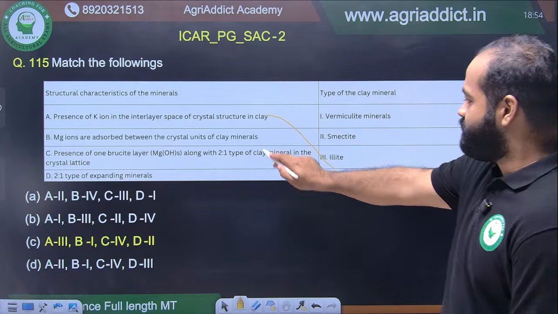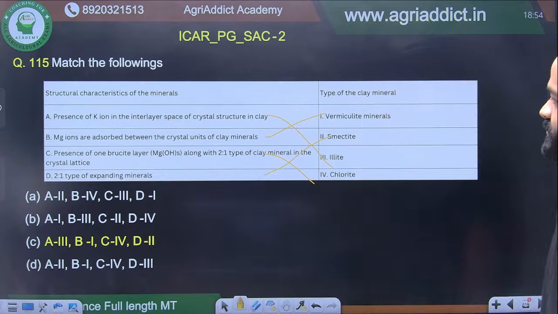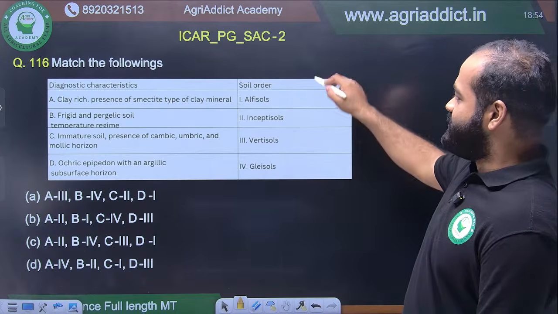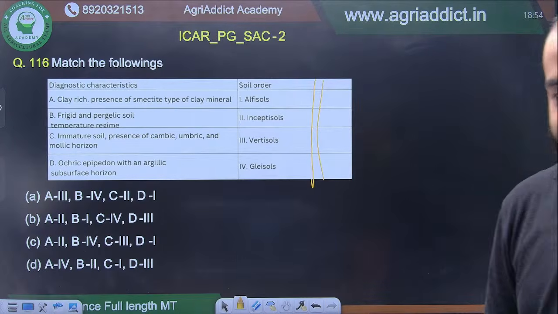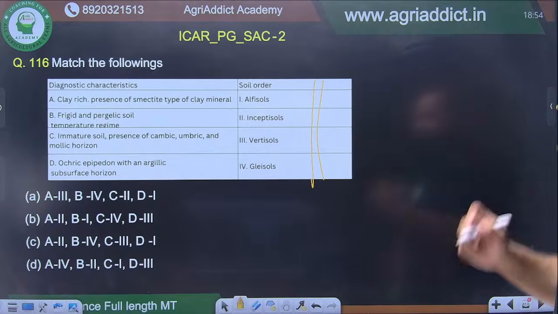A is 3, B is 1, C is 4 and D is 2, right? Everyone is correct in this. This question is also from Soil Genesis and Soil Orders, written by Dr. J.L. Sehgal. It is directly from there.